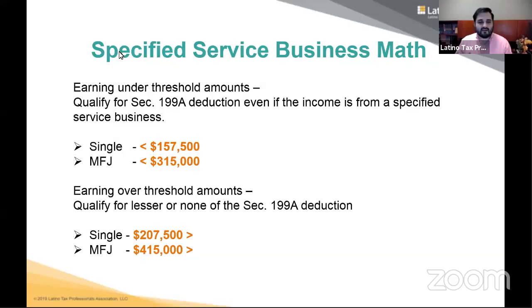As you can see here are the numbers. Single, $157,500 taxable income. Married, $315,000 taxable income. Being below, it doesn't matter what kind of business you are, you're going to get the deduction. If you are above, no deduction. If you're within, there's a deduction, but it's limited.